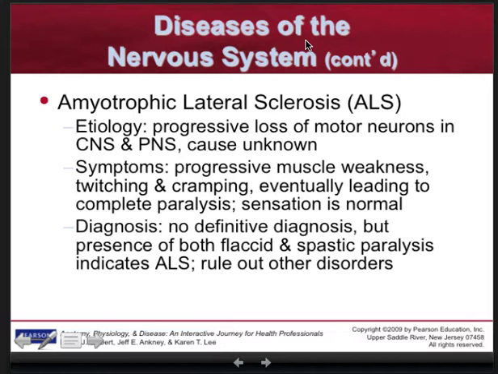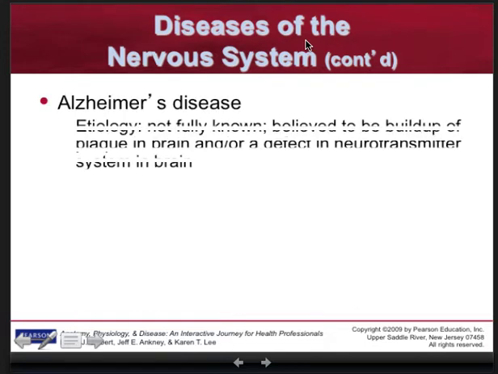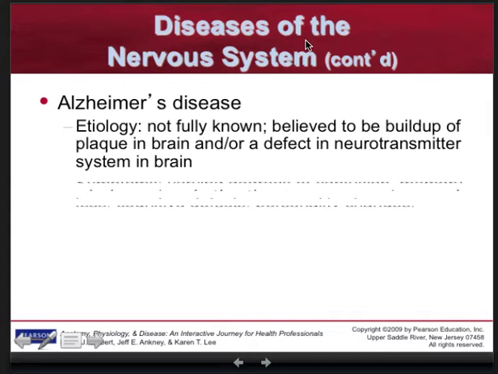When we say flaccid paralysis, what we mean is that the individual is incapable of movement, but there's no musculoskeletal rigidity. Spastic paralysis would be paralysis with rigidity. The treatments, well, there's no cure, but there are drugs that can slow the progression, and we can also manage the symptoms. Alzheimer's disease, we don't know the cause. It's believed to be a buildup of plaque in the brain, and it could also involve a defect in neurotransmission.